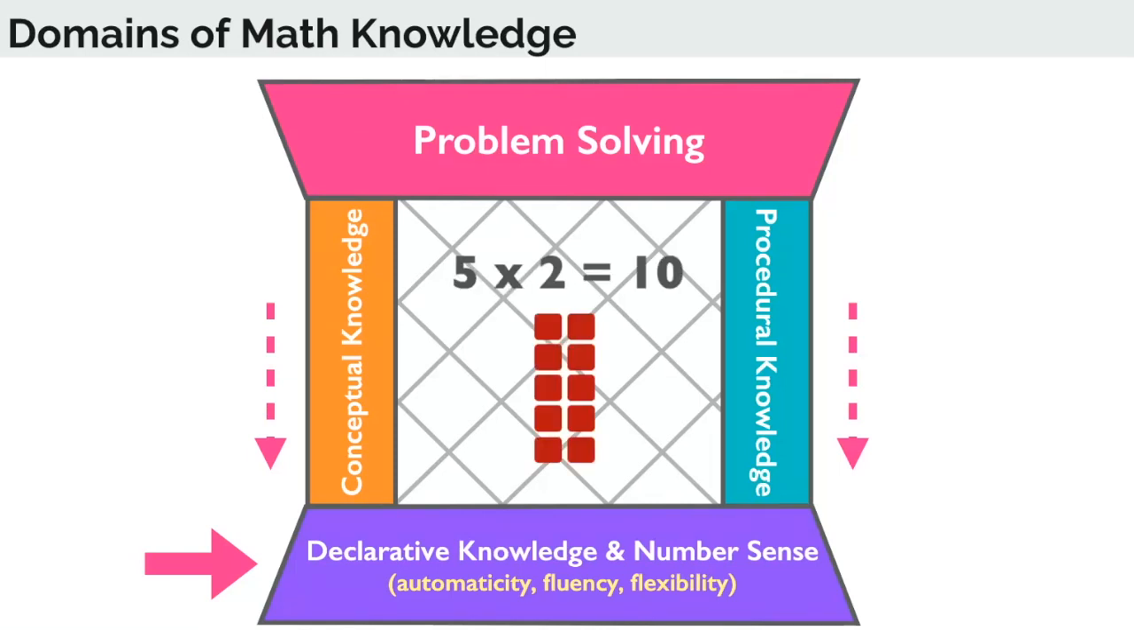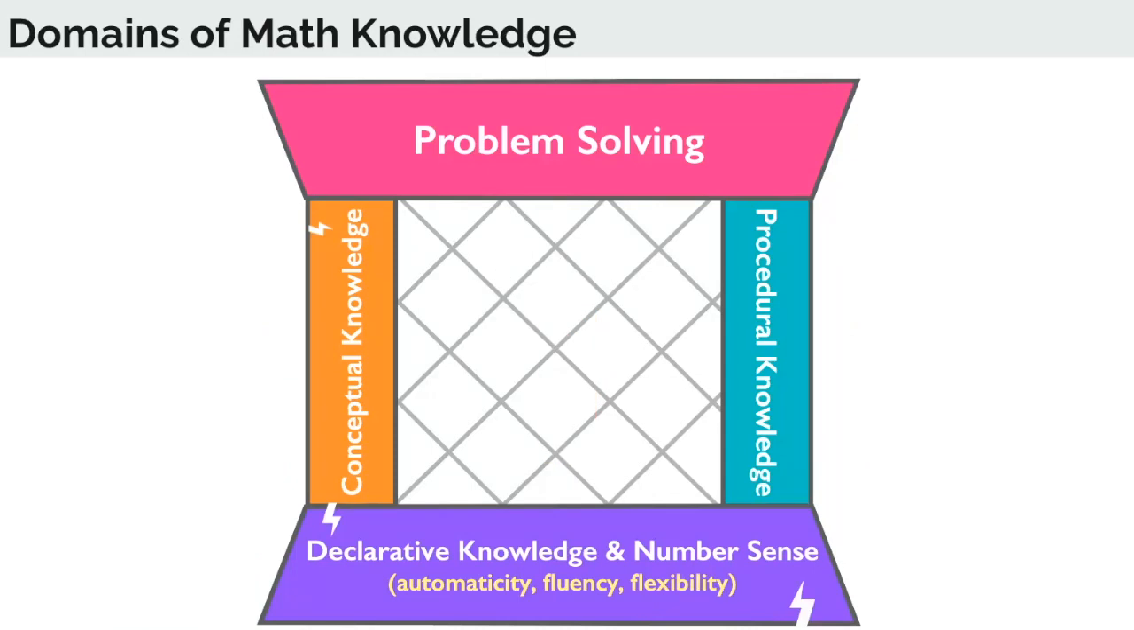For example, before students memorize that 5 times 2 equals 10 and it becomes part of declarative knowledge, they need to understand the concept of multiplication to mean equal groups. In this case, 5 equal groups of 2. Eventually, that concept of multiplication is so fluently applied to more challenging problems that it becomes part of that declarative knowledge foundation.